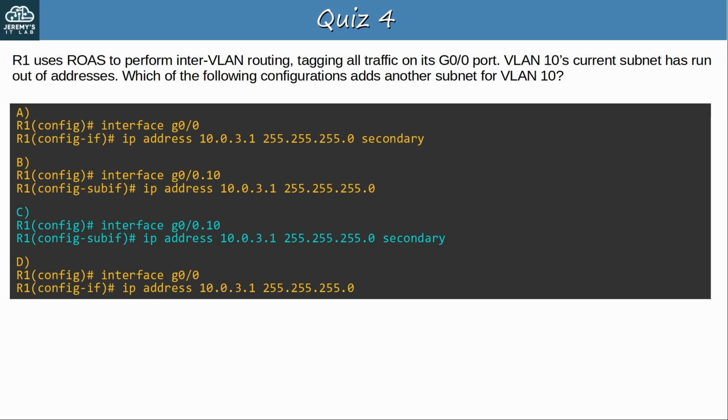And B is wrong because it doesn't specify the secondary keyword. If you don't specify secondary, the IP address command will not add another address to the G0/0.10 subinterface. Instead, it will overwrite the current IP address, which is not what we want. We want to add another address, not overwrite the current one. Okay, let's go to question 5.